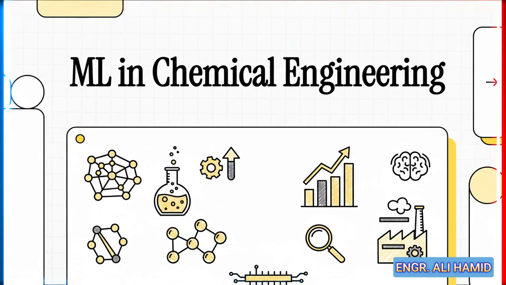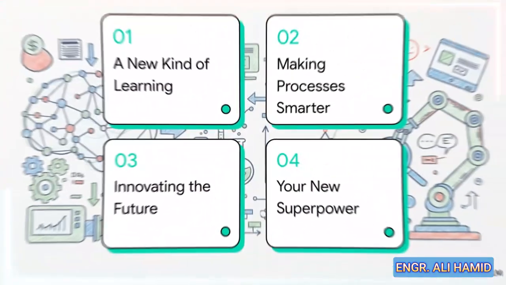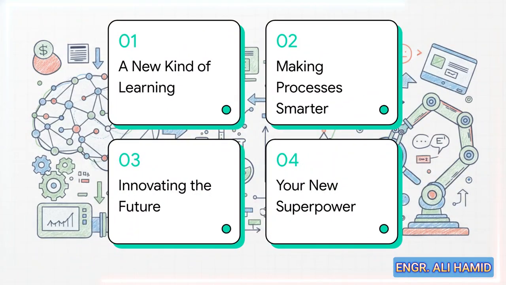So in this explainer, we're going to break down 5 key ways this tech is transforming the entire field, from the plant floor all the way to the research lab. So here's our game plan. First, we'll get on the same page with what machine learning even is. Then, we'll dive into how it's making the processes we already have way smarter. After that, we'll look at some really cool future innovations, and then we'll wrap it all up by talking about what this means for you as an engineer.